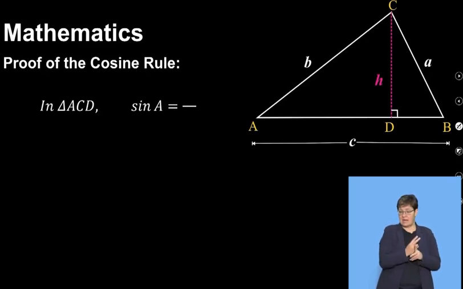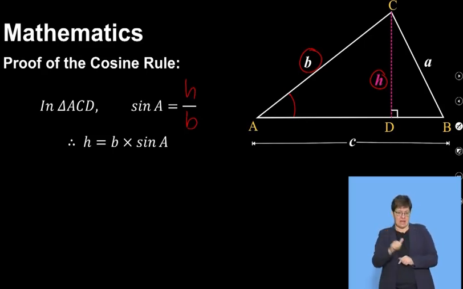Right. Again, we're going to start by writing out a formula for sine of A. Sine of A will equal, this is sine A, so opposite over hypotenuse. So it's h over b. And again, we're going to make h the subject of the formula by multiplying throughout by b. So h will equal b sine of A.